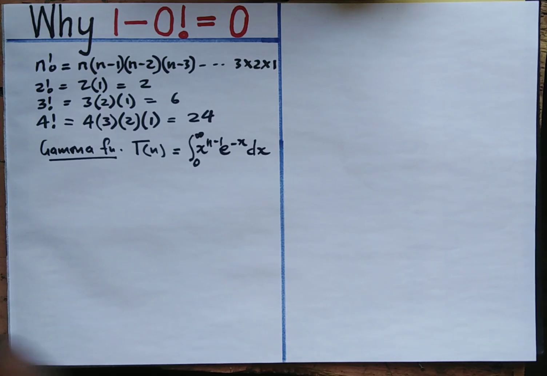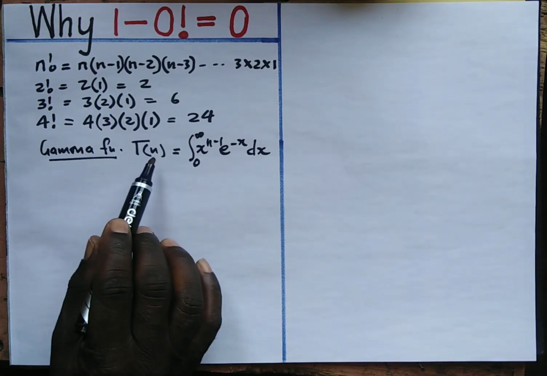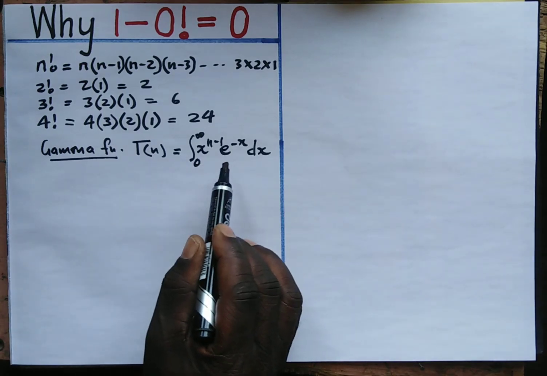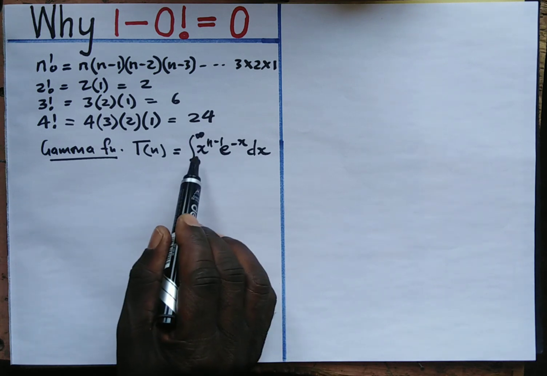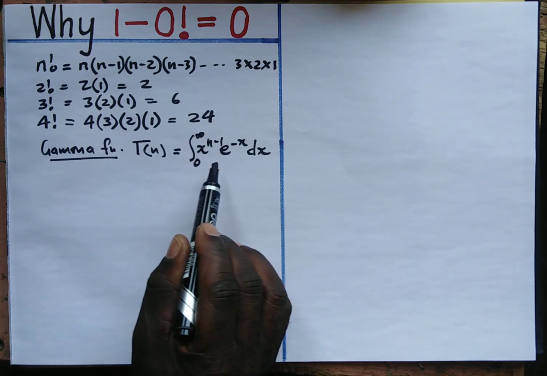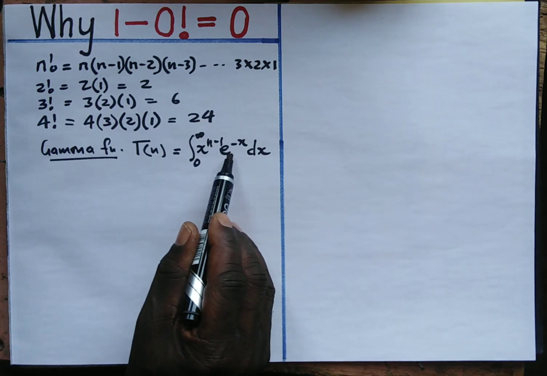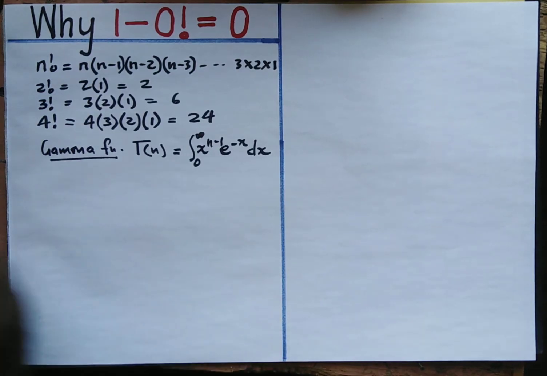So let's go through it again. This is the Greek letter gamma. So gamma of n, which is a function, is defined as the integral from 0 up to infinity of the product of x to the power n minus 1 e to the power minus x dx. This, of course, is the exponential function, and the 0 and infinity are the limits of integration.